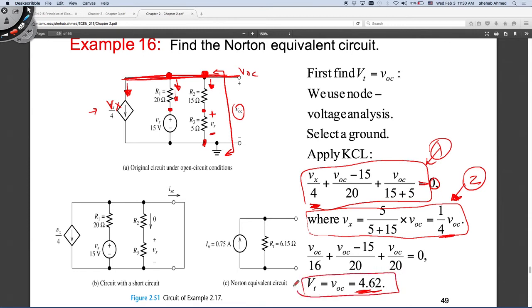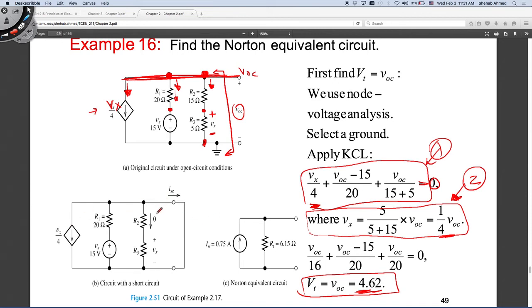But I'm trying to solve for my Norton equivalent circuit, right? So I still have some work to do. I found my open circuit voltage, and because I had dependent sources, I need to find my short circuit current, because there's no way to find R Thevenin easily. The reason I found the open circuit voltage is because I will use that to find the equivalent Thevenin resistance.